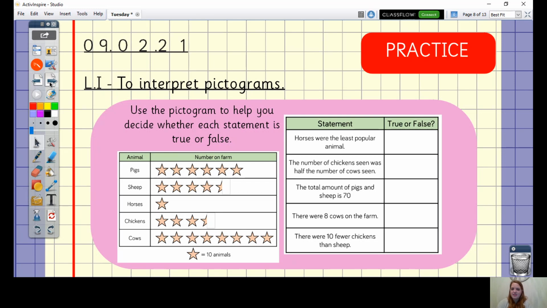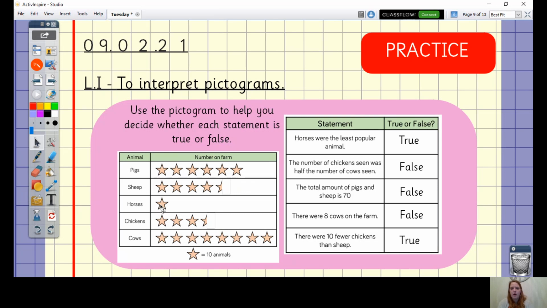Okay, we're going to go through the answers now to each of those statements. So the first one, horses were the least popular animal. That is true, because we can see, looking really closely at the pictogram, there is only 1 star for horses. Every other category has more than 1 star. The number of chickens seen was half the number of cows seen, and that is false.